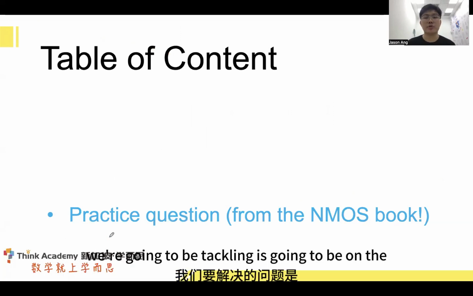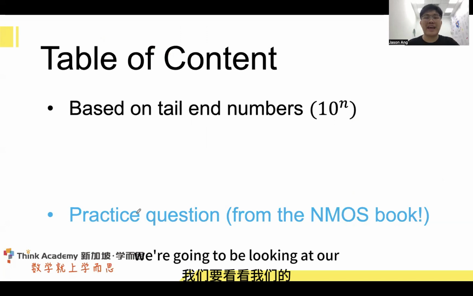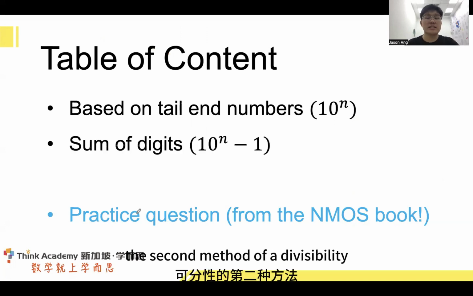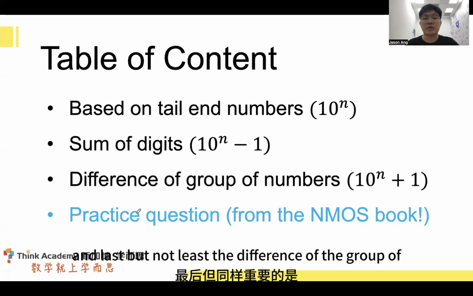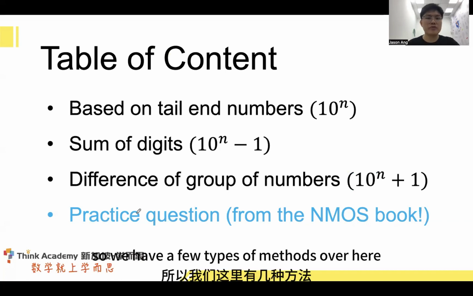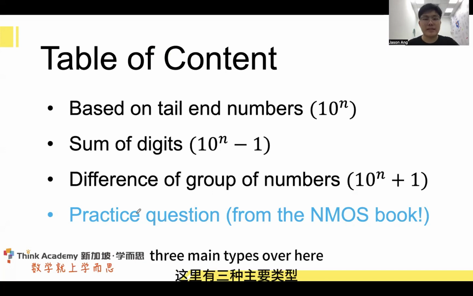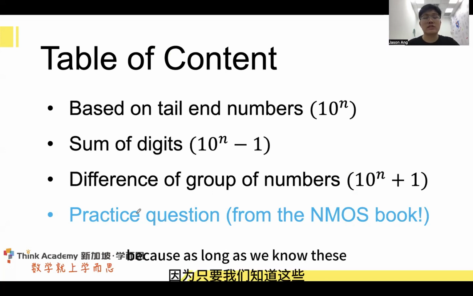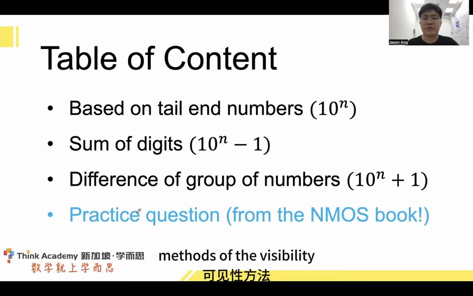So our first part we're going to be tackling is based on tail end numbers. We're going to be looking at our last few digits. The second method of divisibility will be using the sum of the digits. And last but not least, the difference of the group of numbers, based on your 10 to the power n plus 1. So we have a few types of methods over here, and we're going to be focusing on these three main types, because as long as we know these three main types, we can actually decompose a lot of various methods of divisibility.